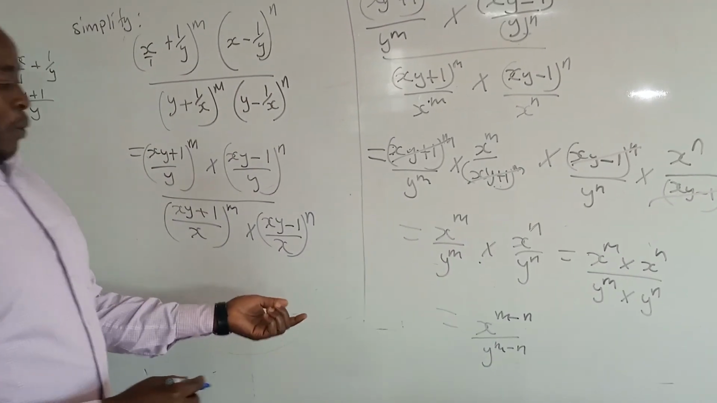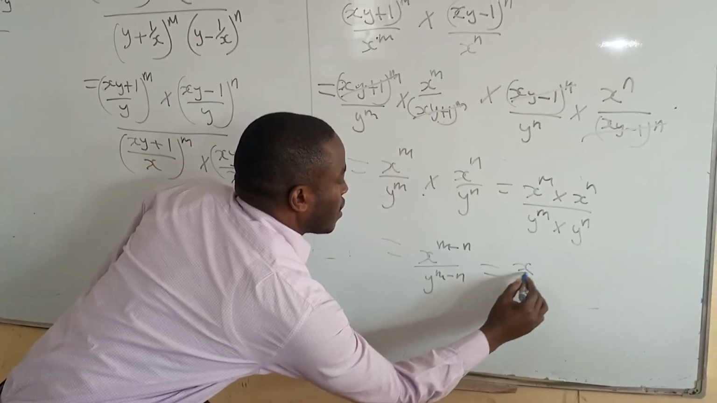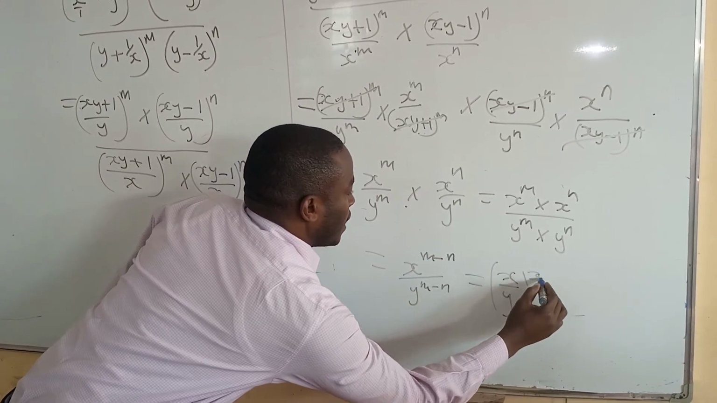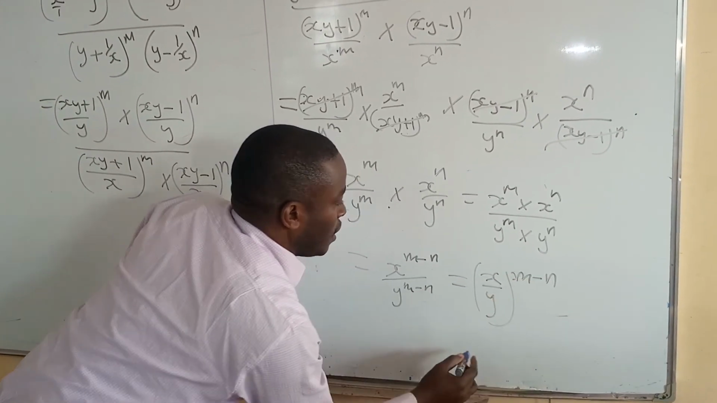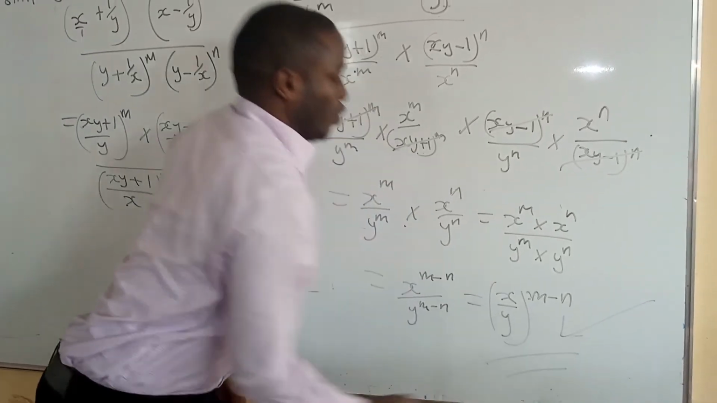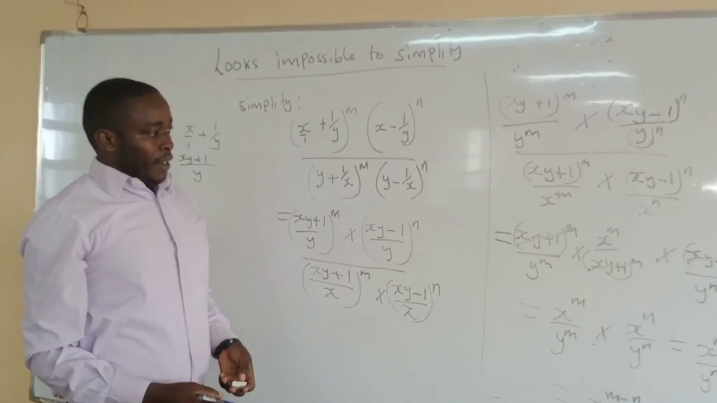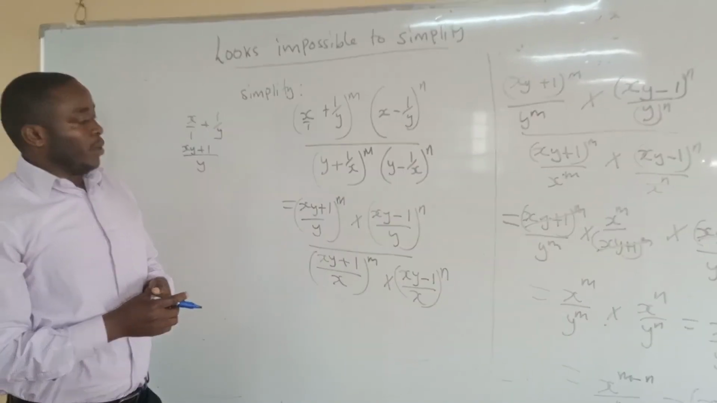You can leave it at that point or just make it common. That becomes x all over y, the common power, that is m plus n. So this is the simplification. This is what was required. It was very simple to simplify, but when you look at it, you could see that it is impossible.